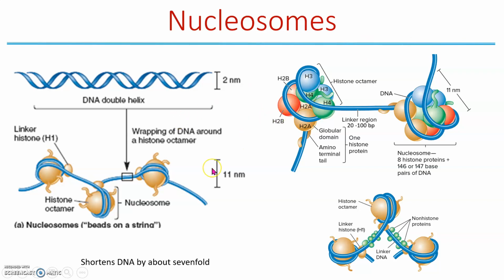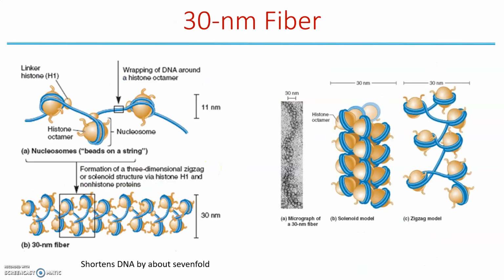Together, this shortens our DNA by about 7-fold. Now, after you have your nucleosomes, the next one is this 30 nanometer fiber, which is named because of its 30 nanometer size. This 30 nanometer fiber is a further compaction of our nucleosomes. Researchers knew that this could take on 2 forms. It could be this solenoid or a zigzag pattern.